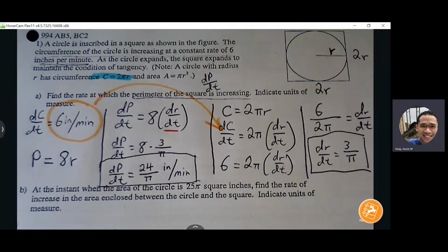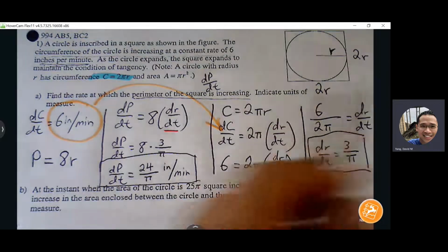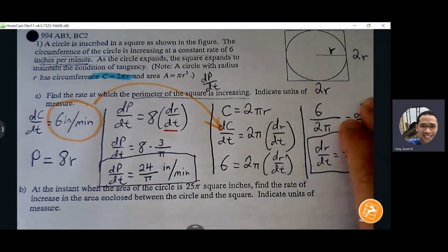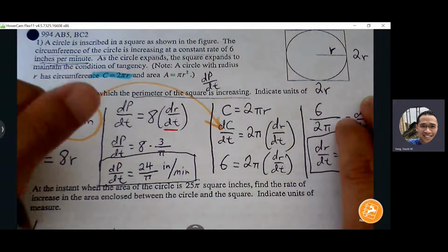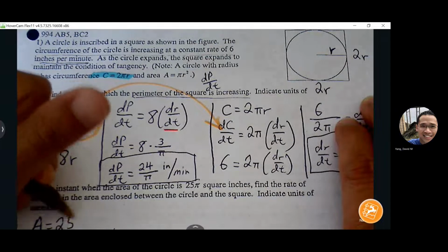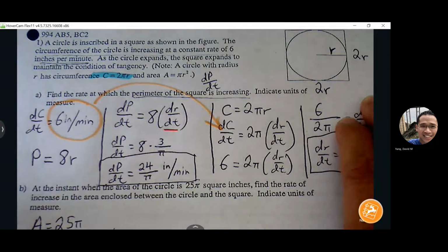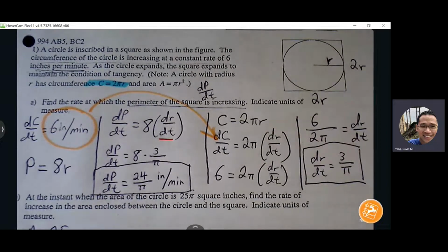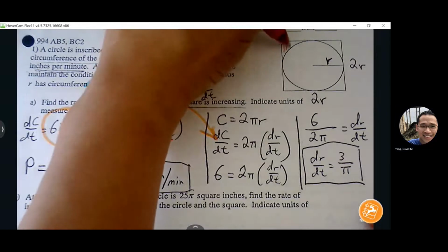Okay, part B. At the instant when the area of the circle is 25 pi square inches, we know this shape is continually increasing, but there's a moment in time when the area of the circle is exactly 25 pi. I'll put that to the side. Find the rate of increase in the area enclosed between the circle and the square. So we're talking about this region here.